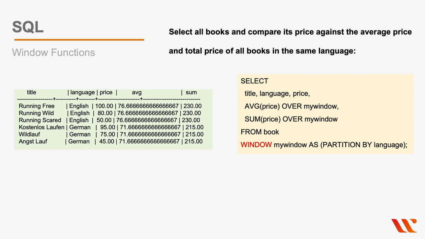So using the select statement on the right, we have title, language, price, and then we have 2 aggregates here, average price and sum price. And then we are saying over this specific window, and we define the window as the name my window, and then partition by the language, which is English or German. So the results here that you're seeing, the average is per the language, so for everything that's in English, and the sum is also for everything that's in English, and then the second part is the average for everything that's in German, and then the sum for everything that's in German.